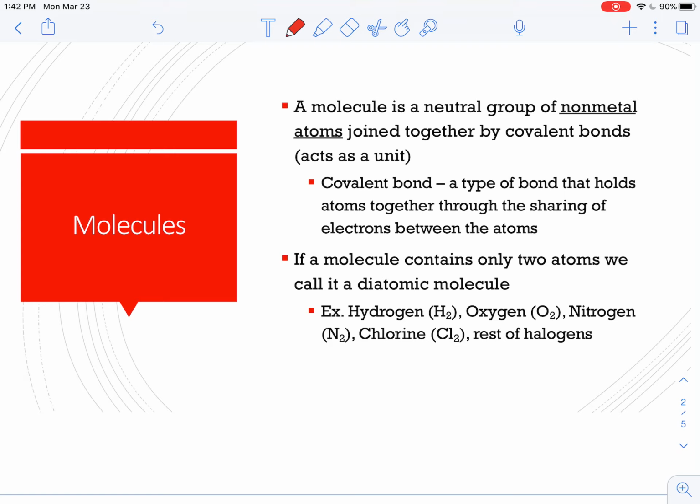The first thing we're going to do is break down this definition of what a molecule is. So we'll begin by saying a molecule is a neutral group of non-metal atoms joined together by covalent bonds. We'll break it down in a second here.